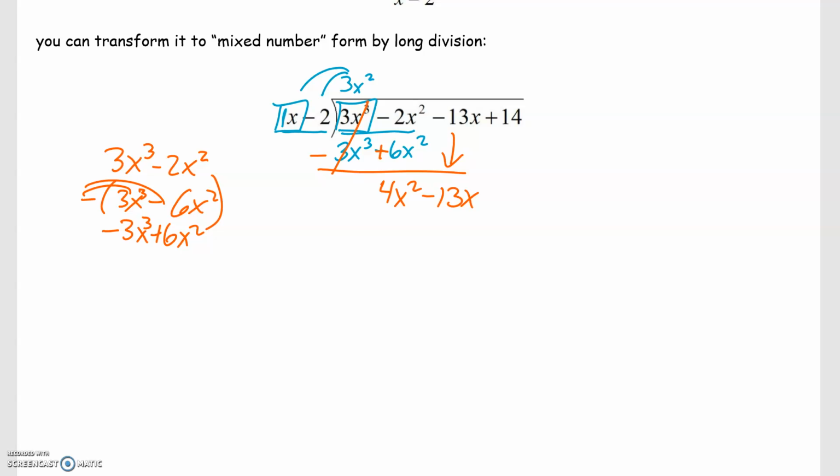All right, now we're going to see what we can multiply x by to get 4x squared. 1 times what gives us 4, and that's going to give us positive 4. And then x times what gives me x squared, and that's just x to the first power. Okay, so let's take a look, we need to multiply this 4x by x and negative 2. So I'm going to distribute the 4x to both of those terms. 4 times 1 is just going to give me 4. Okay, x times x is going to give me x squared. And then minus 8x.